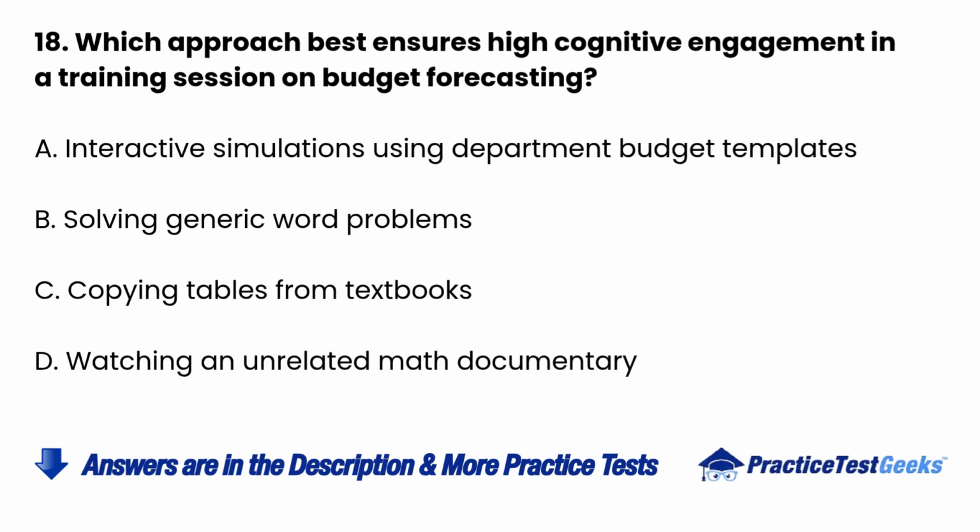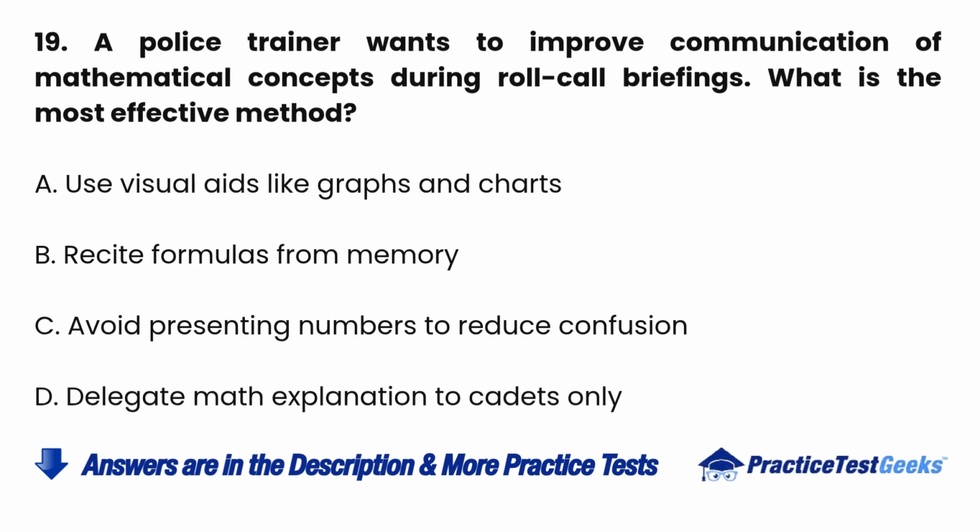18. Which approach best ensures high cognitive engagement in a training session on budget forecasting? A. Interactive simulations using department budget templates. B. Solving generic word problems. C. Copying tables from textbooks. D. Watching an unrelated math documentary.